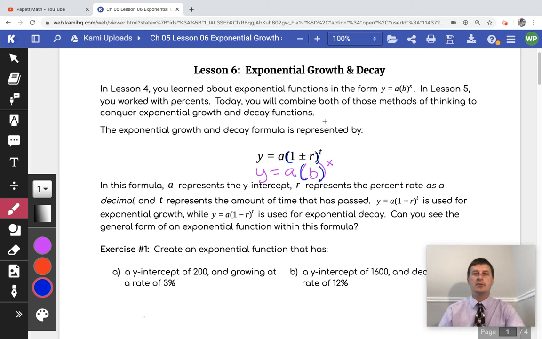So there are two important terms that we're going to focus on, where b represents our growth or decay factor, and r is our growth or decay rate. They sound the same, but they are very different from each other.